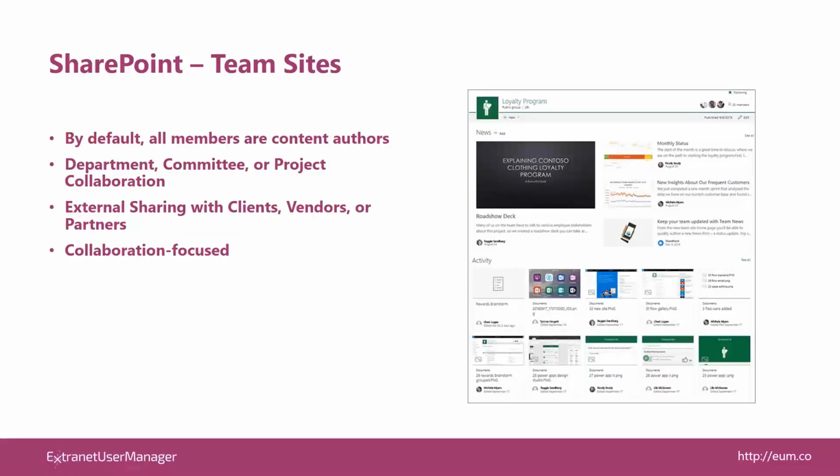We're going to focus in on the center one, SharePoint team sites, and go a little deeper on that side. By default in a SharePoint team site, all members are content authors. Now you have control over the permissions in the SharePoint team site. You don't need to have everybody be content authors. They could be readers, they could be designers. There are different permission levels that can be assigned in there. And it doesn't need to be just assigned at the site level. It can be assigned at the library, folder, or even item level within there. Some examples are department collaboration sites, committee sites, project collaboration, and those are all examples of things that we're going to talk about today.